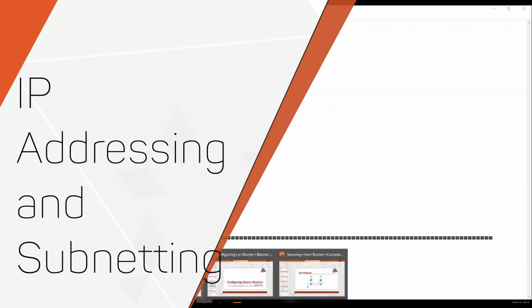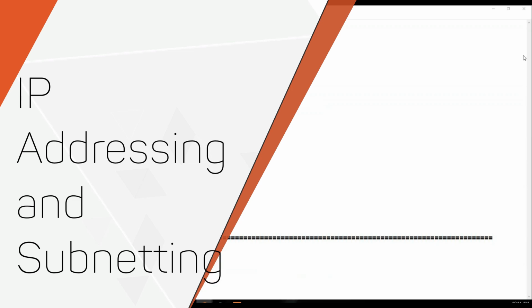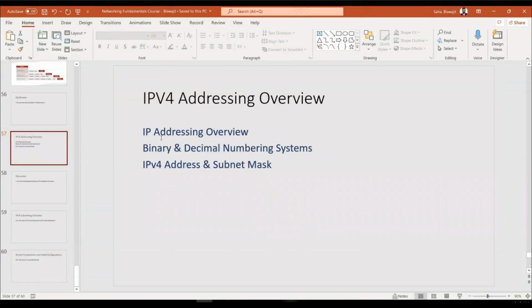So if I look into my slides over here, with respect to IPv4 addressing, we'll talk about what is an IPv4 address. How do you represent it? How do you write it? What is the relationship with binary and decimal numbers? Because when you learn IPv4 addressing, you should know the binary addressing scheme, the conversion between binary to decimal and decimal to binary, a bit of maths involved in that, and we'll talk about the v4 address and subnet mask, how to calculate those. Okay.